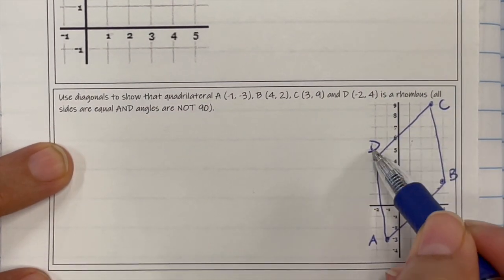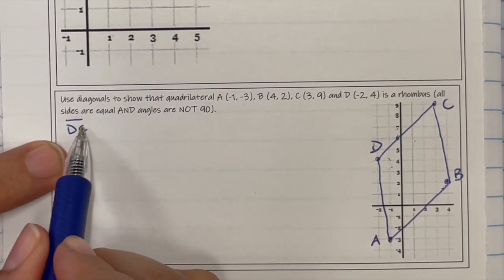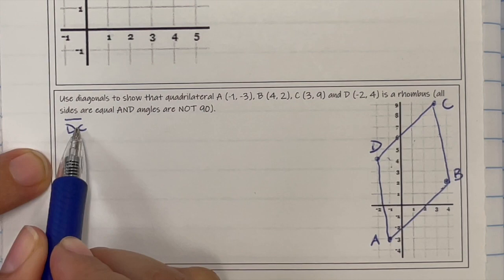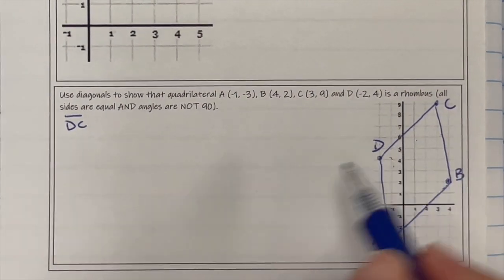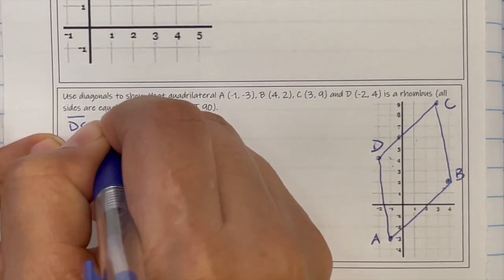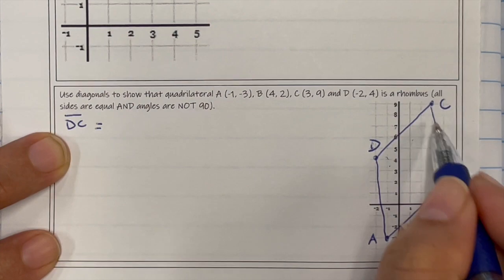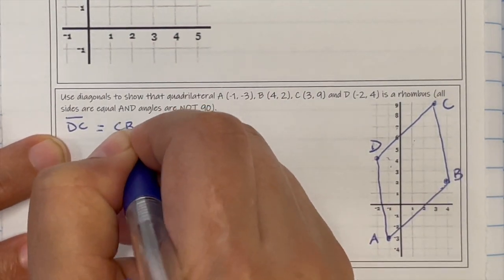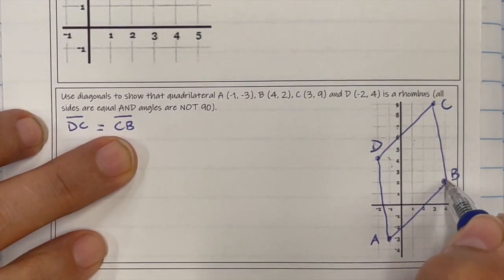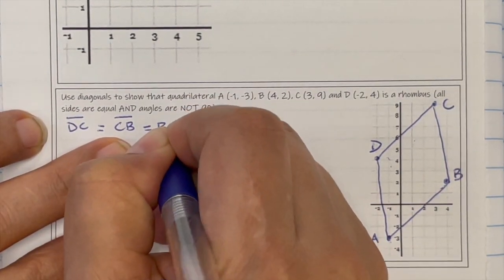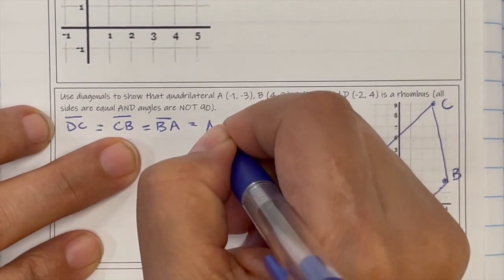So what are my sides? DC. Now in geometry, you're going to put a line over it. It means the line segment DC. Again, not important for Algebra 1. For me, I just want you to find the distances. So DC has to be equal to this side, which is CB. And again, you put a line over it, it just means the line segment. Which has to be equal to BA, with that line on top of it, which has to be equal to AD.